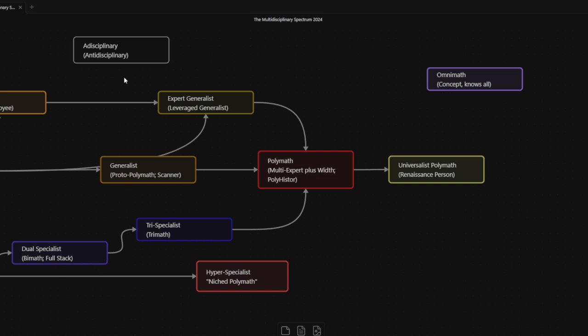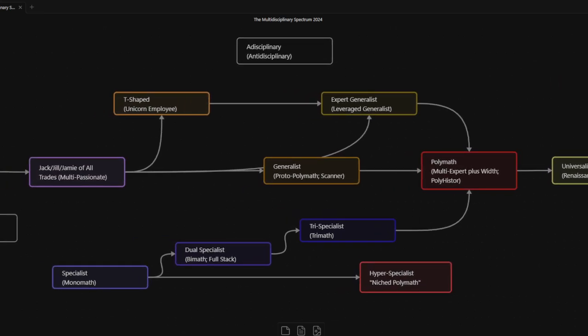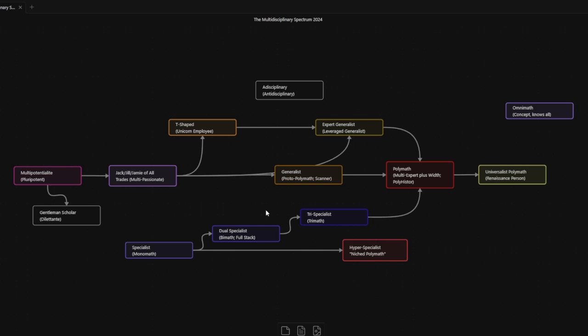You might have done your master's in astrobiology, but then you did your PhD in astrophysics or something like that. And so you become this hyper specialist or niched polymath. And so this whole spectrum here is one of those things where I think a lot of people could get a lot out of it by just seeing what that scale can be and what it means for them to level up to polymath. I think that everybody can become one down the line.